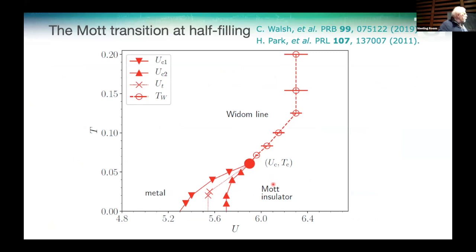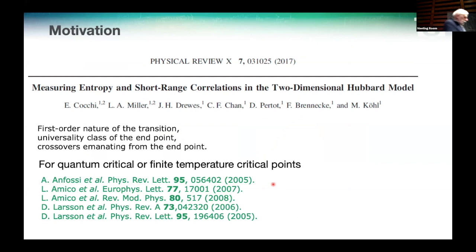You get this first order transition. And here we have the so-called Widom line that is a crossover, which here is just calculated using the inflection point of the dependence of the double occupation on U. This was motivated by experiments on cold atoms that measured entropy and short-range correlations in the two-dimensional Hubbard model. So what we will look at are the first order nature of the transition, the universality class of the endpoint, and crossovers emanating from the endpoint.